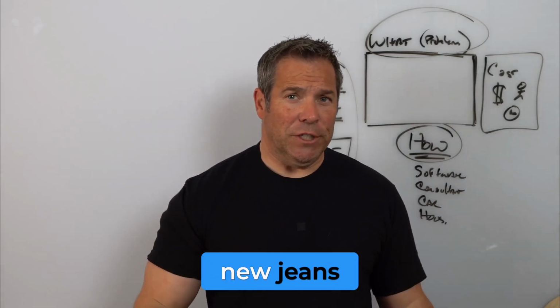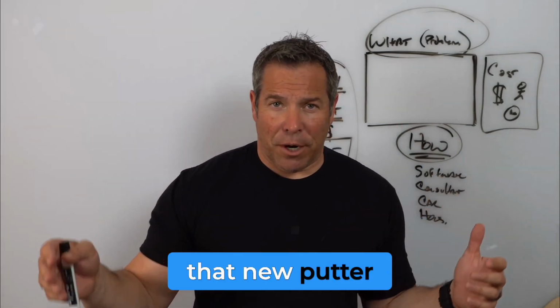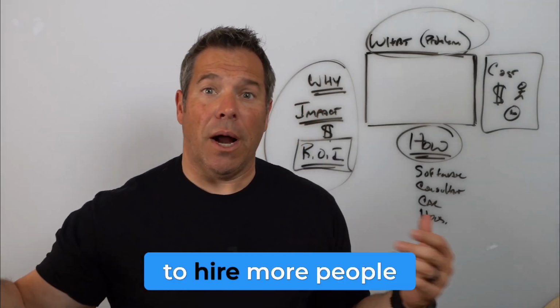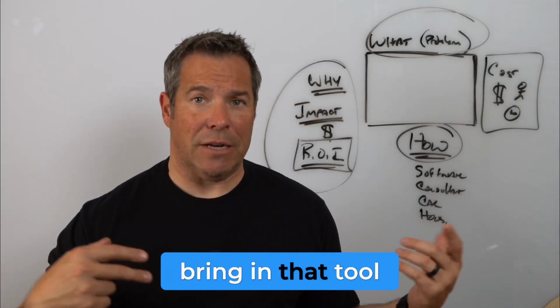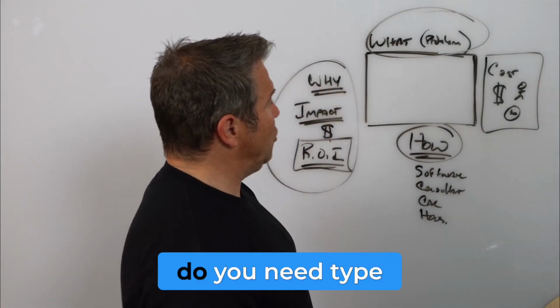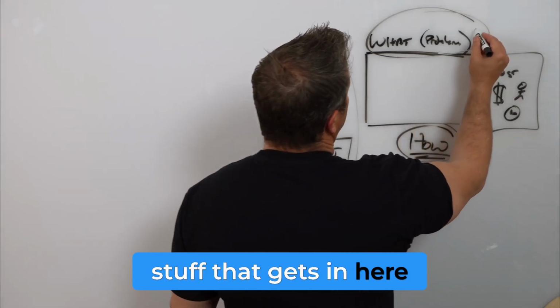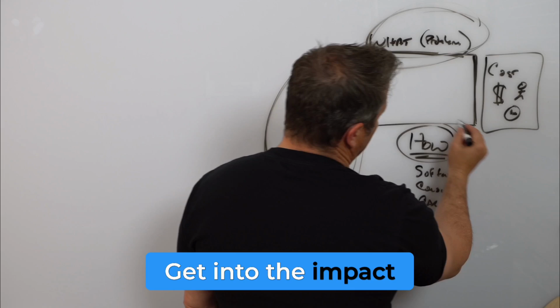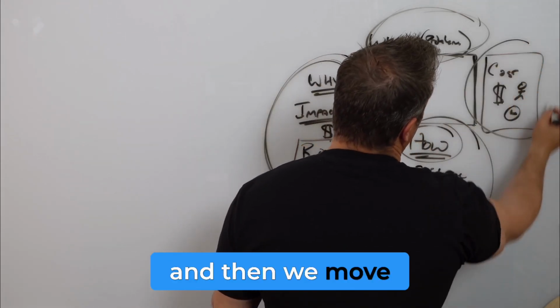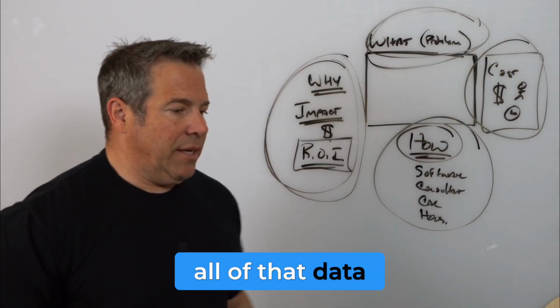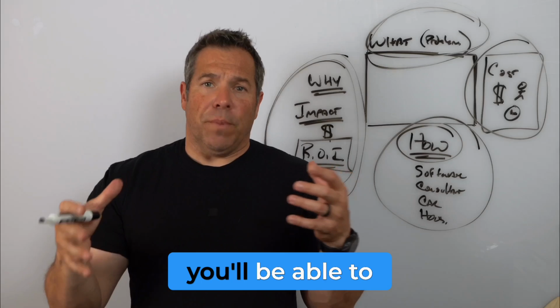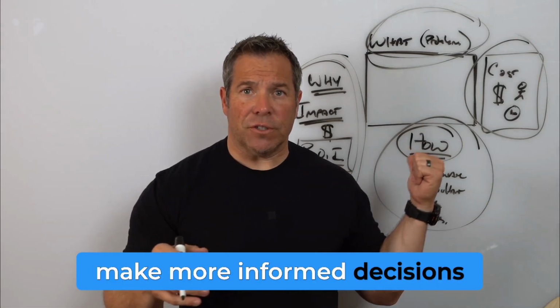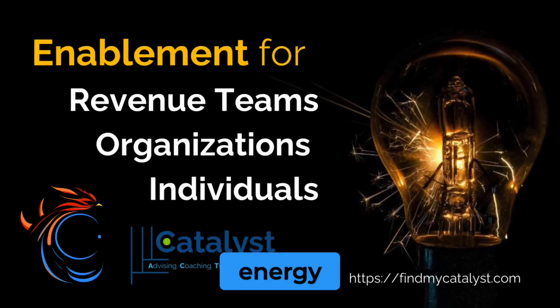Do you need those new jeans? Or do you need that new putter? Or do you need to hire more people? Do we need to bring in that tool into the business? There's a lot of do-you-need type stuff that gets in here. We focus on the problem, get into the impact, talk about the how, and then we move to the cost. And when you have all of that data and bring that together with a group, you'll be able to make more informed decisions on where you put time, energy, and attention.